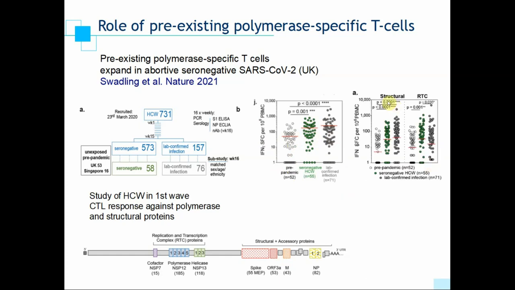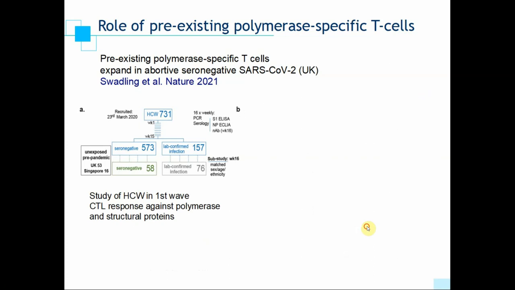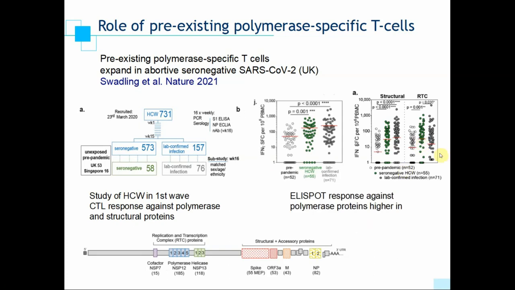So when they compare structural versus CTL against the RNA transcription complex, that's what RTC stands for, the replication and transcription complex here, what is interesting is that the CTL response against the structural proteins isn't different in people who had a lab-confirmed infection and those who were seronegative, whereas the CTL response against the replication complex is actually higher in the people who didn't seroconvert. So it's really interesting because it's showing that this CTL response here might be protecting against seroconversion.